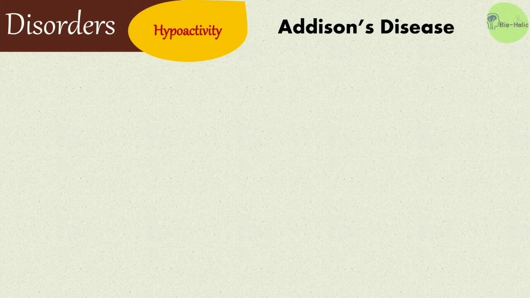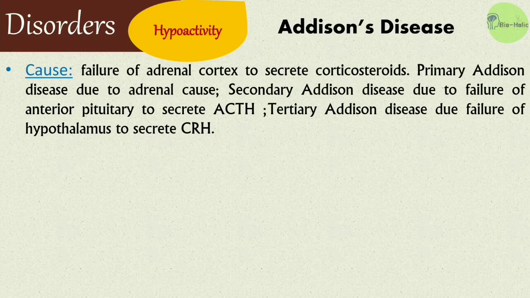During hypoactivity of adrenal cortex, Addison's disease may occur. This is caused by the failure of adrenal cortex to secrete corticosteroids. The primary Addison disease is due to the adrenal cause. Secondary Addison disease is due to the failure of anterior pituitary to secrete ACTH, and the tertiary Addison disease is due to failure of hypothalamus to secrete corticotropin releasing hormone.